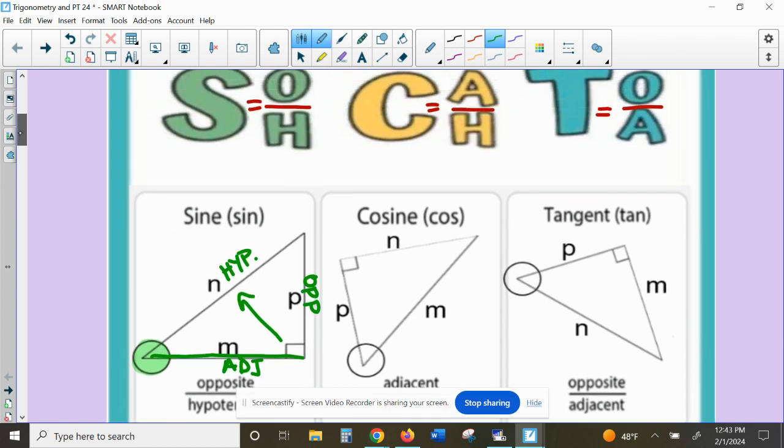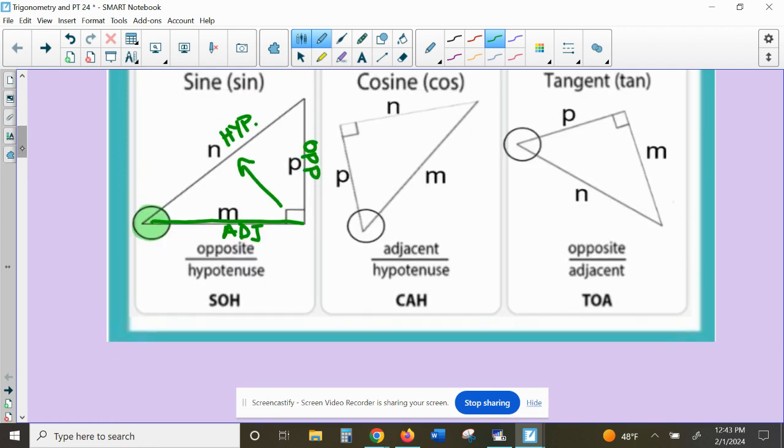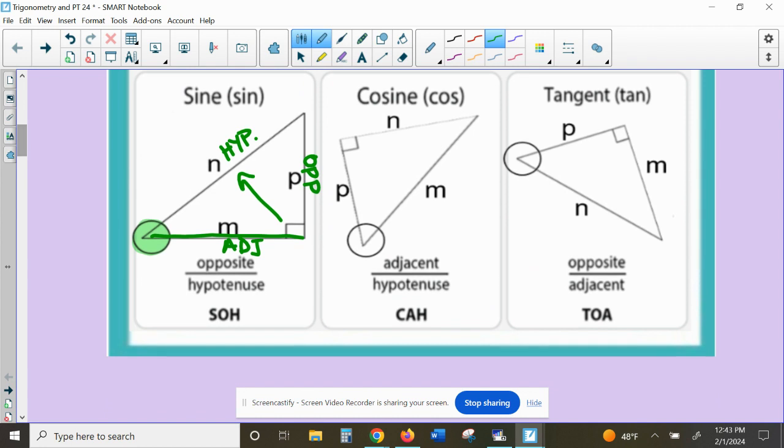So here's the deal. If you look at sine, sine is equal to what? Opposite over hypotenuse. Okay? So for this problem, my sine, which one of these is the opposite? P over hypotenuse, which is N. So it'll be P over N. Now for this problem, there's just letters there, but you could have numbers. Like the hypotenuse could be 10 or 6.2. So you're going to be putting them into the fraction.